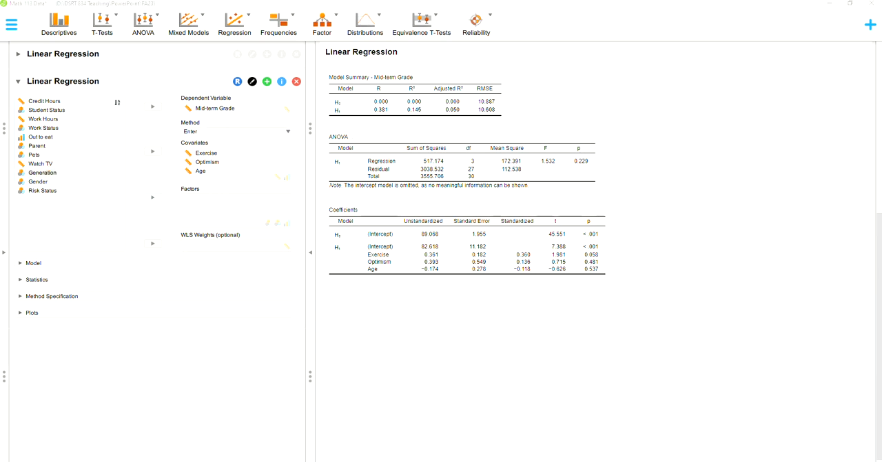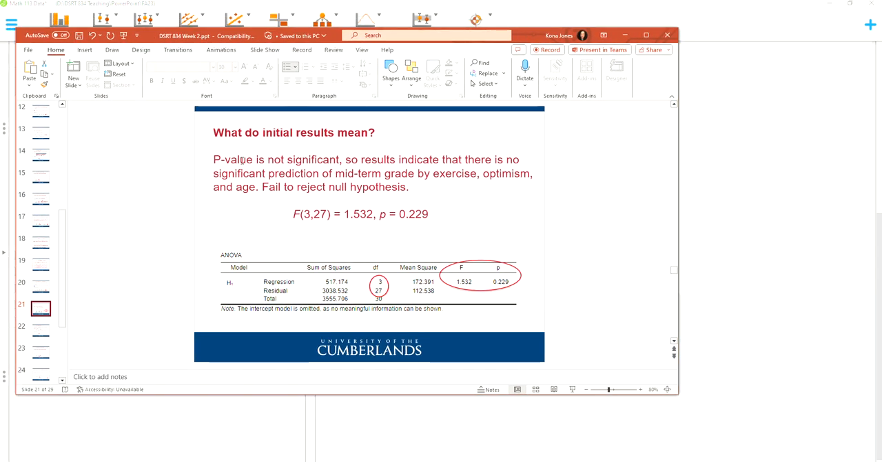So right off the bat, in terms of our results, the p-value is not significant. The results indicate there is no significant prediction of midterm grade by exercise, optimism, and age. We fail to reject the null hypothesis. So basically this means nothing's going on. You cannot predict a midterm grade by how much someone exercises, their optimism level, and their age. When you're writing this up, remember your degrees of freedom, your F value, then your p value. Make sure to italicize that F and that p.